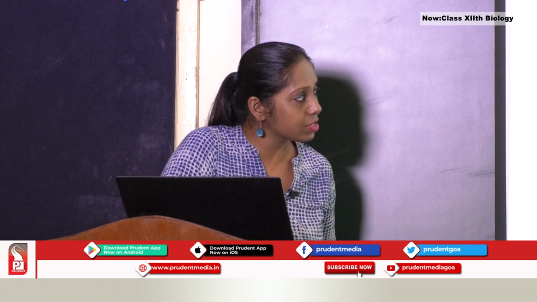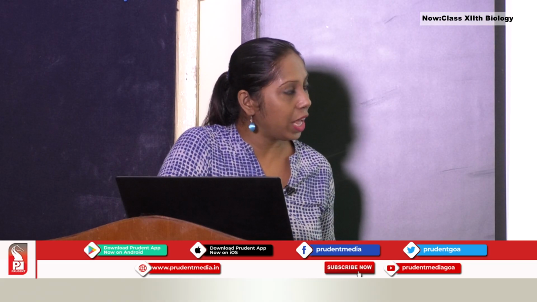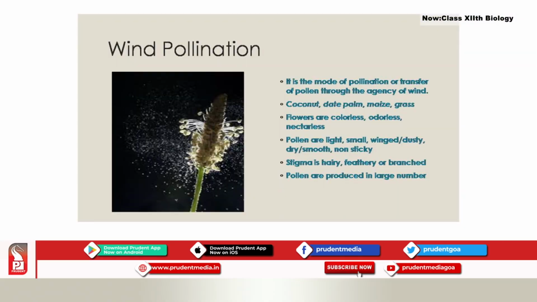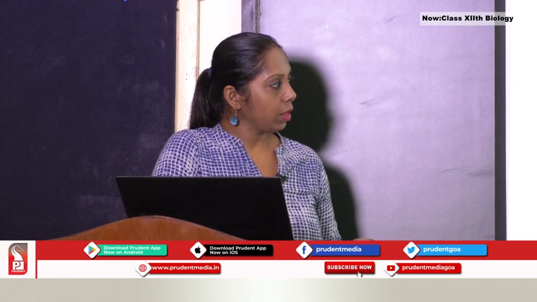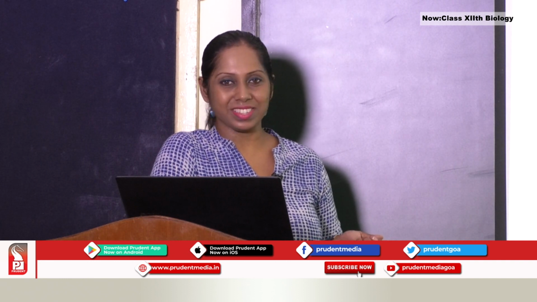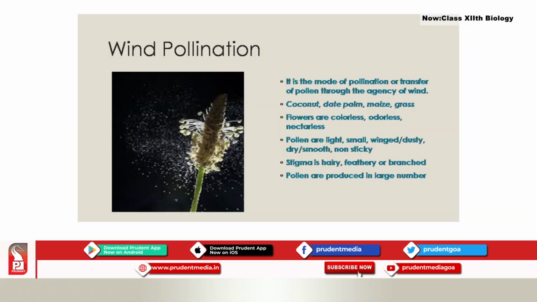So these are the characteristic features of the pollen, because these features will help the pollen to be transferred with the help of wind. What should be the nature of the stigma? The stigma in the female flowers should be hairy, feathery or branched, so that they are able to trap the pollen grains which get transferred with the wind. And the pollen are produced in large numbers. So you notice here there is wastage of pollen grain. Why? Because the pollinating agent involved is wind.